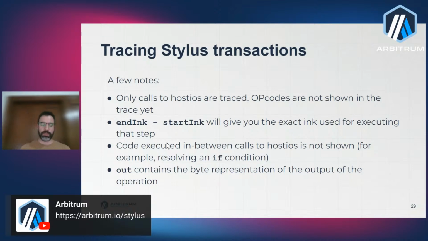But for example, if you have one call to a host IO and then you have a bunch of, I don't know, if conditions that you want to check, or some certain things that you want to do there, those things will not be traced, will not be shown in the trace, okay? And out contains the byte representation of the output of the operation.